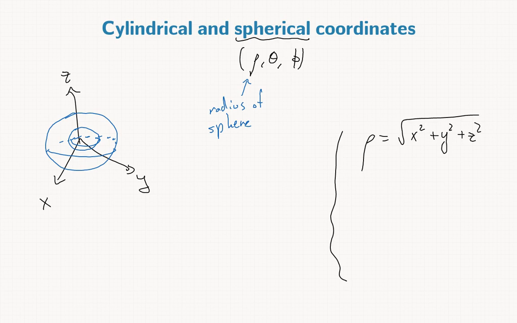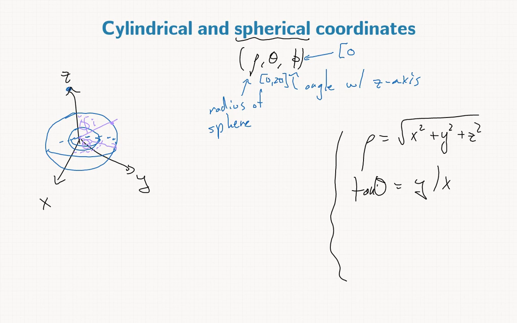Then we have 2 angles. Maybe I'll draw this as, so if our point is up here, theta is an angle in the xy plane, so it's the same theta as before. So we'll have, again, the relation tan theta is y over x. But then phi is the angle that it makes with the z-axis, or the positive z-axis. So theta goes from 0 to 2 pi, whereas phi goes from 0, which is up in the z direction, to pi, which would be down in the z direction. And so, for instance, pi over 2 is the xy plane.